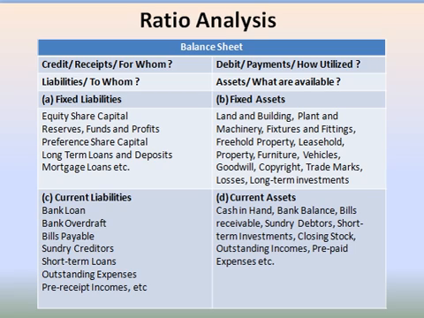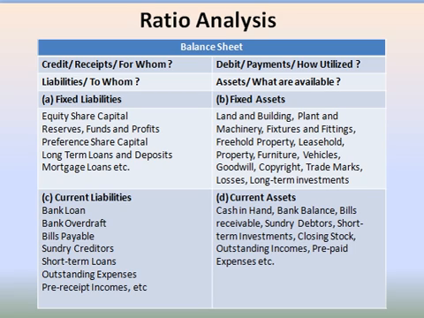On the B side, which is the debit side of the balance sheet, we have fixed assets. Under fixed assets, it's very simple to understand, right? We have land and machinery, plant, buildings, machinery, fixtures, fittings, freehold property, leasehold property, furniture, vehicles, goodwill, copyright, trademarks, losses, long-term investments. Under current liabilities, which fall on the credit side of the balance sheet, we have bank loans, bank overdraft, bills payable, sundry creditors, short-term loans, outstanding receipts, pre-receipt incomes, etc.